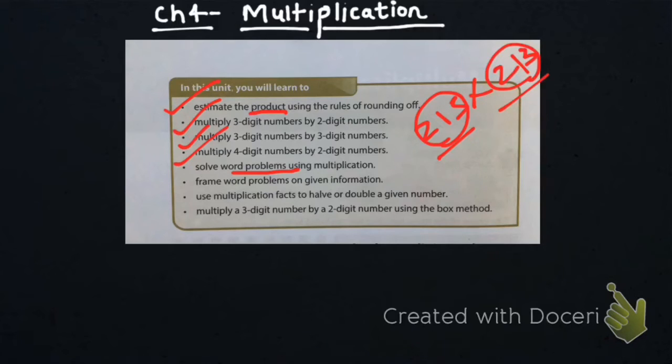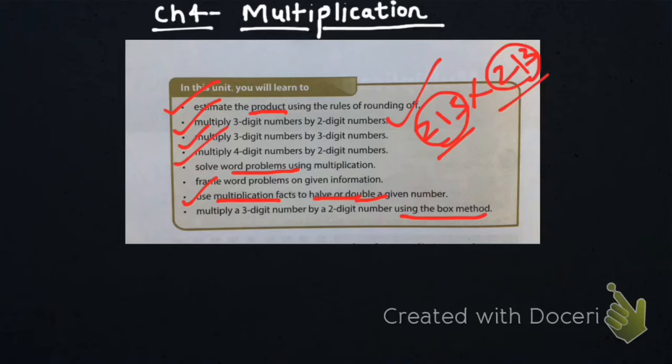Using word problems, we'll also frame word problems. Okay, and we'll use multiplication facts to halve or double a digit number. Okay, we'll see what are multiplication facts and how to halve or double any given number. Then multiply a 3-digit number by 2-digit number. Okay, we will multiply 3-digit number by 2-digit number using the box method. We'll see what is the box method.